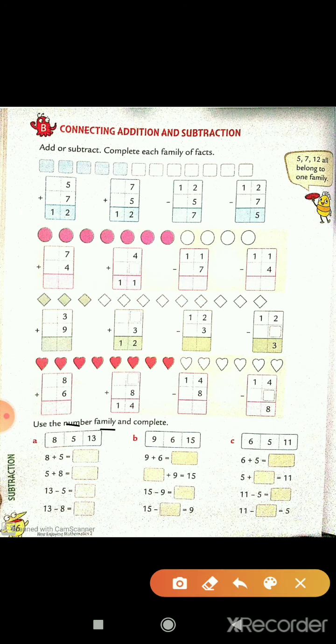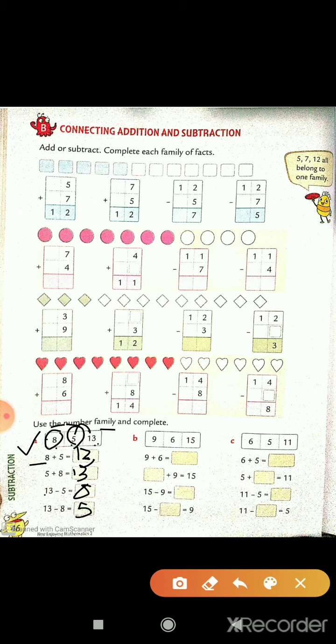Next, use the number family and complete. A. 8, 5 and 13 are given. So 8 plus 5 is equals to what, students? 13. So we are going to write here 13. 5 plus 8 is equals to 13, because when the order is changed, the sum is not going to change. So what will be 13 minus 5? 13 minus 5 will be 8. And what will be 13 minus 8? 13 minus 8 will be 5.